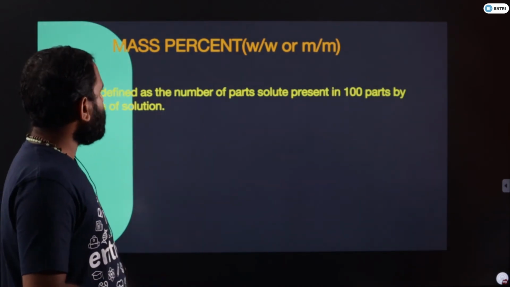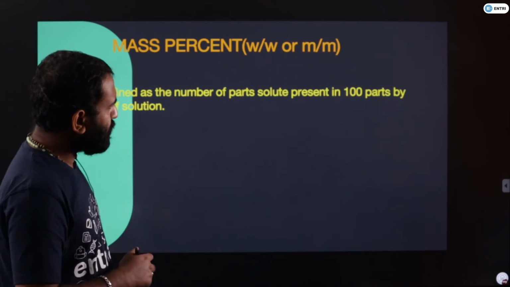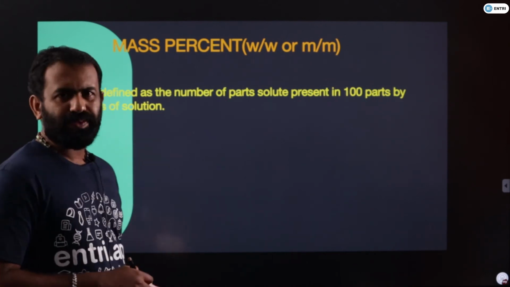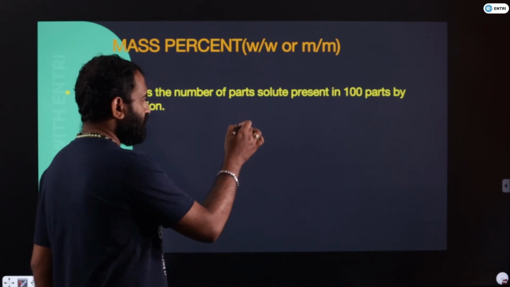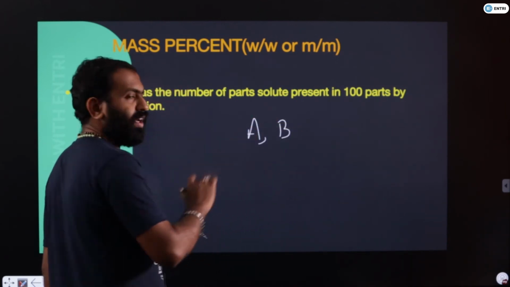Then the first one, mass percentage. It is defined as the number of parts of solute present in 100 parts by mass of solution. Simply consider a binary mixture of A and B.